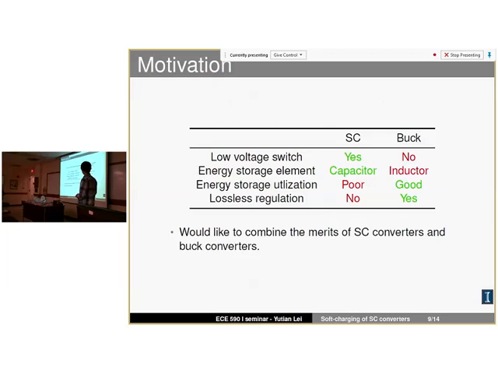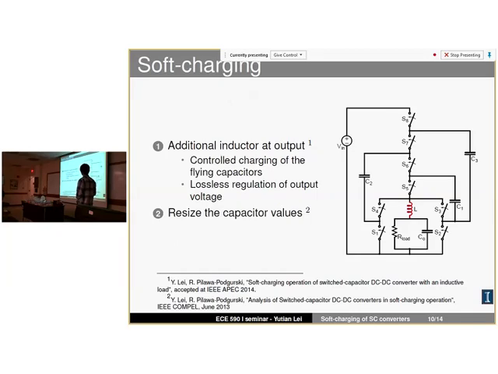And also, we want to regulate the output voltage, just like a buck converter, without loss. So that is what we have done here. The concept is called soft charging. What we have done is to add this additional inductor in a switch capacitor topology.